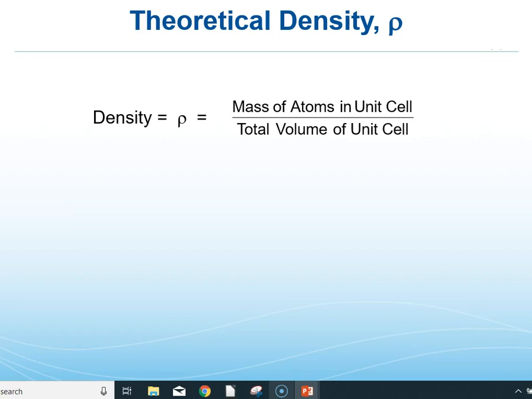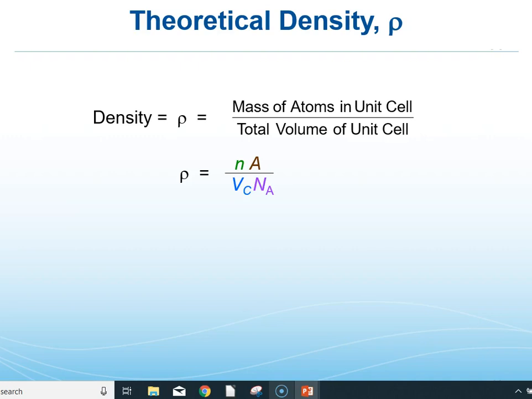One of the useful things we can get from atomic packing factor is theoretical density. So this is the densest we can get a material. No dislocations, no voids, no discontinuities, no grain boundaries, all of which are things that we'll learn about later. This is the highest you can get. So it would be the mass of the atoms in the unit cell divided by the total volume of the unit cell. Well, this is great. If we know how many atoms are in the unit cell, we know the mass per atom from atomic weight. This is easy.